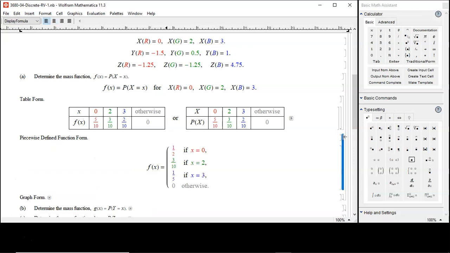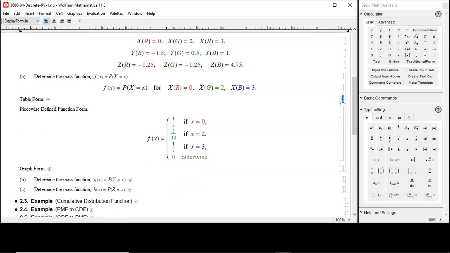Now, you can express this in piecewise defined function form as well. So, if condition, 0, 2, 3 respectively, and then of course otherwise. In the otherwise case, the probability is always 0, so many people just skip this part, and that's okay with me.